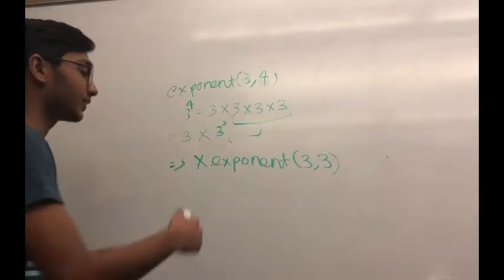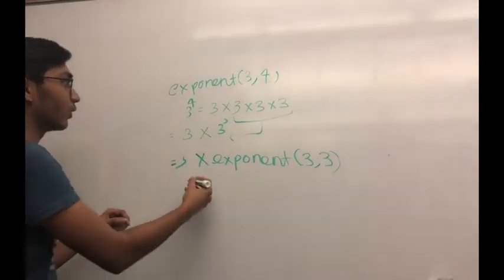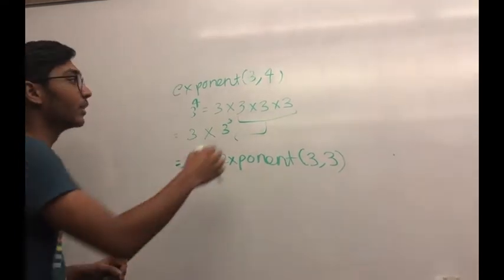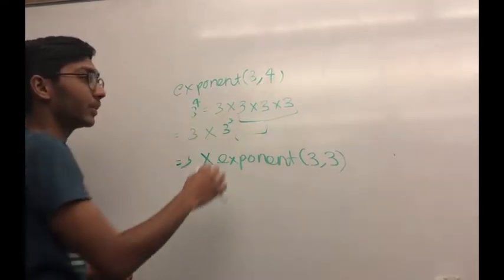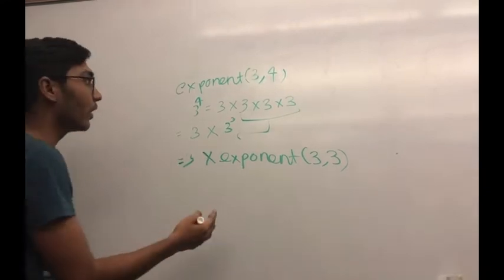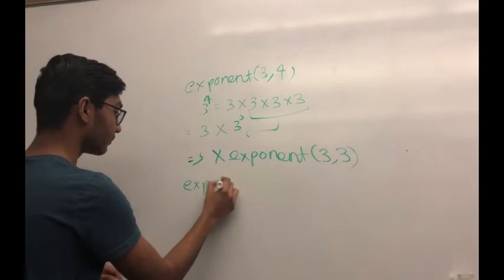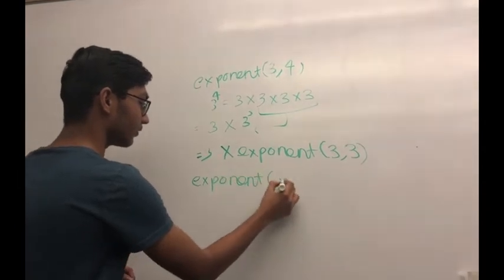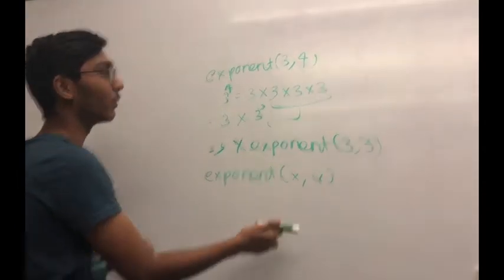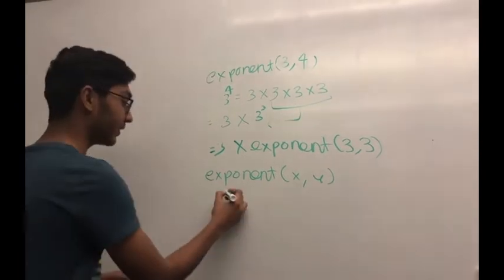So now let's actually start coding. First of all, what's the base case? What's the easiest value where we could get the answer right away? It's 1, right? Any number to the power of 1. So let's say that we have exponent x comma y. If y is 1, any number to the power 1 would just give me the number, right?